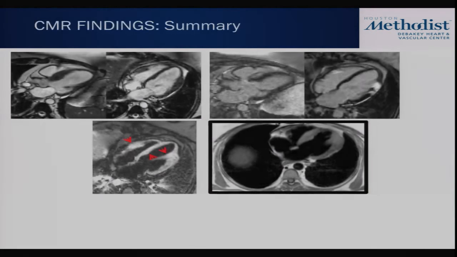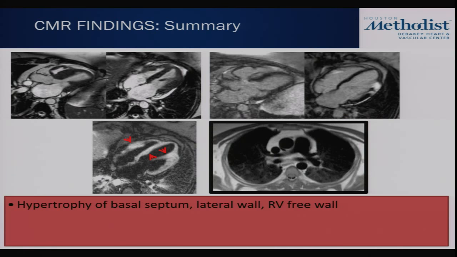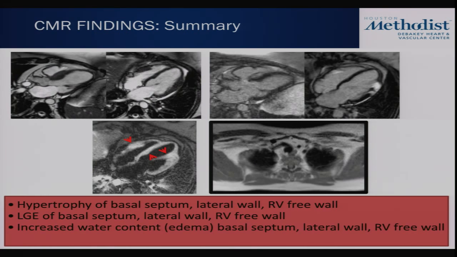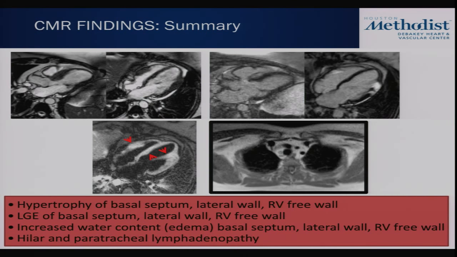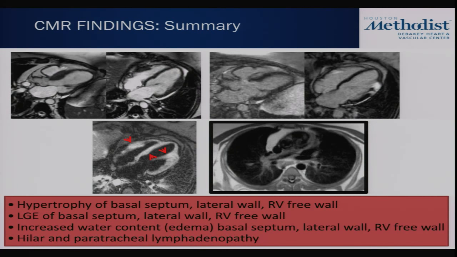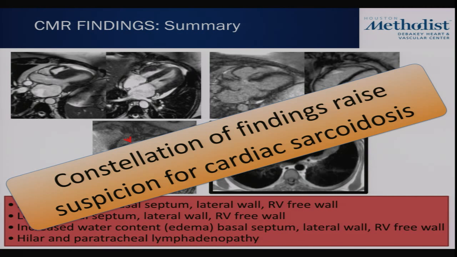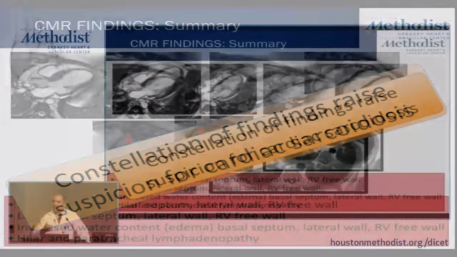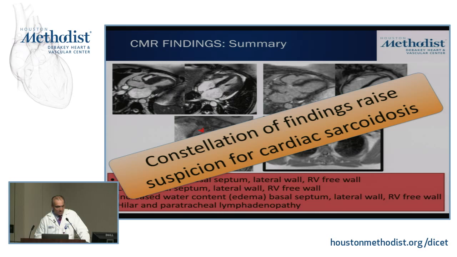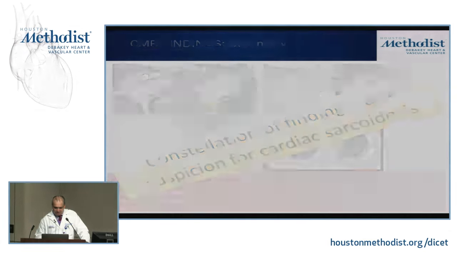And so when you put all this together, obviously, as was said, these findings, hypertrophy in the basal septum, lateral wall, RV free wall, gadolinium enhancement in those same territories, as well as increased water content, is really all suspicious in the presence, obviously, of adenopathy of acute cardiac sarcoid involvement. And so this was an example of a patient who presented really not with a known diagnosis of sarcoid, but rather with a cardiac complaint, where the CMR is useful in pointing you towards, one, that there is a myocardial abnormality, but secondly, potentially what the diagnosis is.